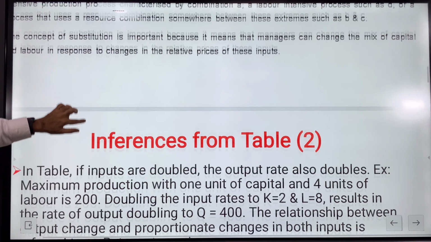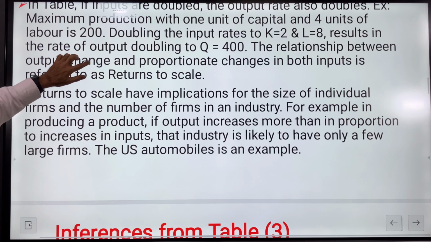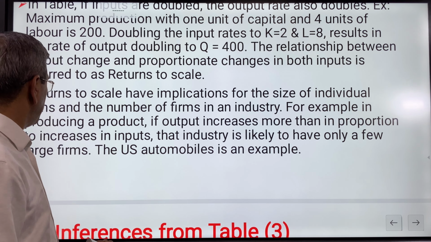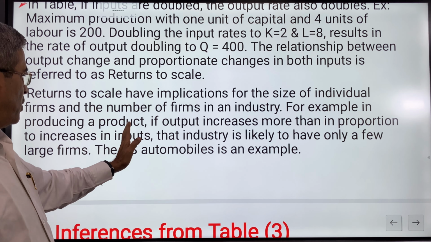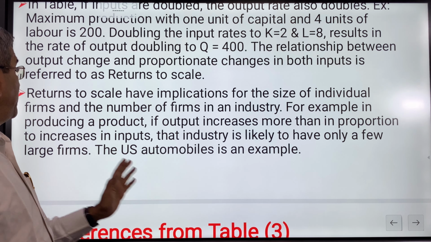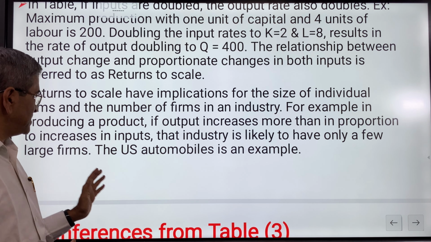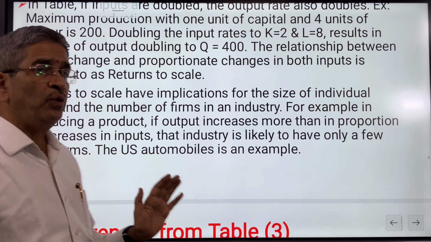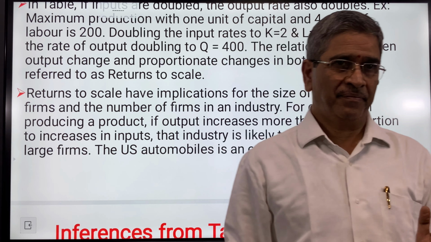You know why? Because returns to scale have implications for the size of Indian firms, the size of the firm in industry. Example, producing a product, if output increases more than in proportion to increases in input, the industry is likely to have few large firms. What does it mean?